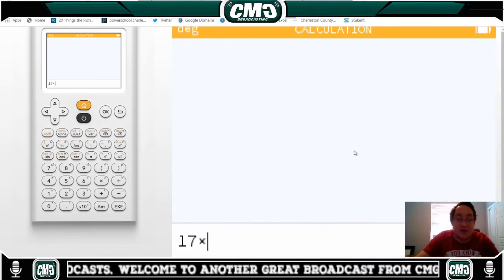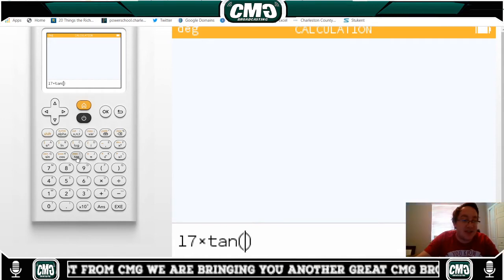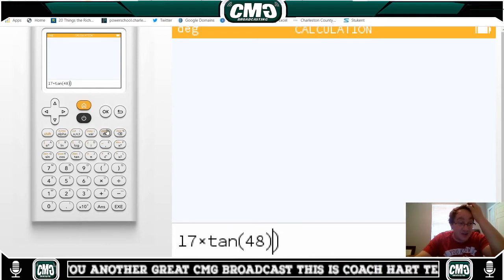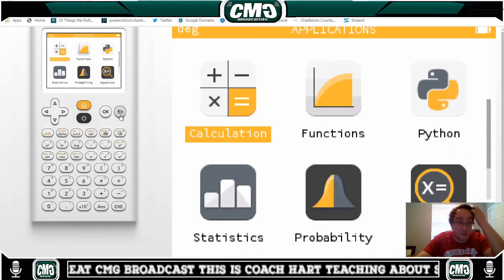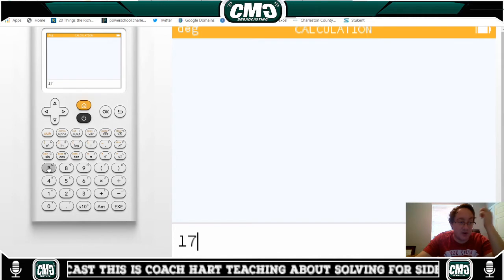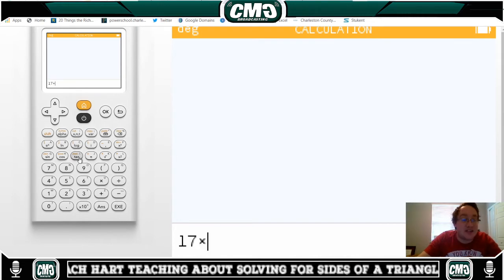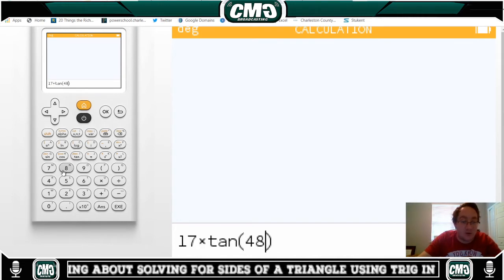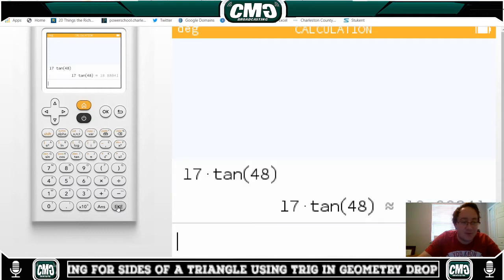I'm going to do everything on the online calculator today, so that way you can see all of that. We hit 17 times the tangent of 48, because remember, we have to take the tangent of our angles. Oh, and I just hit the wrong button to go back. But 17 times the tangent of 48, and then we just hit what our answer is. And we see here 18.8.